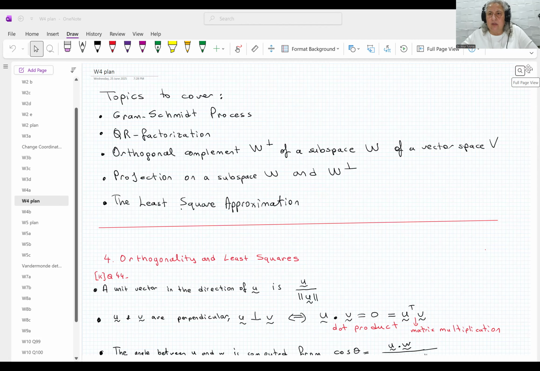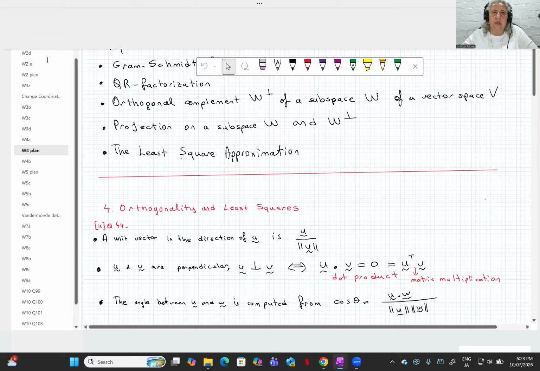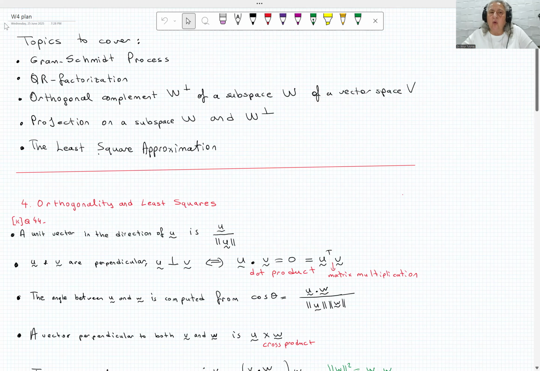So let's start. What we've done in week 4, the topics to cover, are the Gram-Schmidt process, QR-factorization, the orthogonal complement of a vector space, the projections of a subspace W on W complement, and the least square approximation. In this video, I will focus on the first two sections, and the next video will be about the other points here.